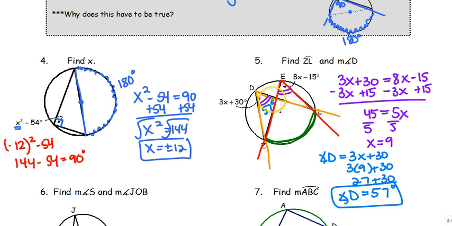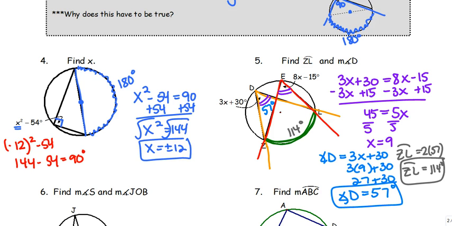Now if this is 57, I can finally solve for our arc ZL. We know that arc ZL is going to be twice that angle measure. It's always going to be double the inscribed angle. So we have that arc ZL has a measure of 114 degrees.